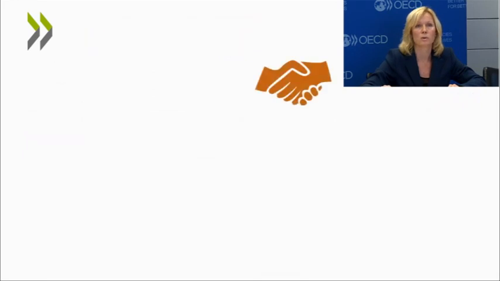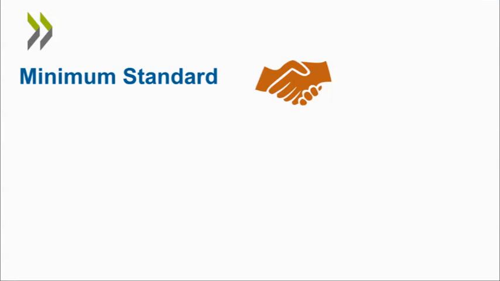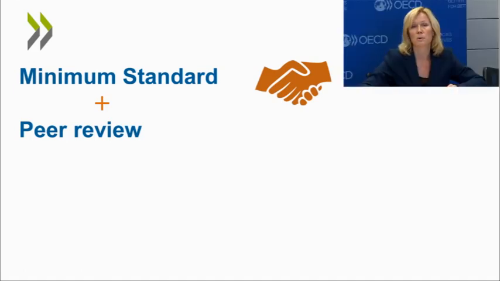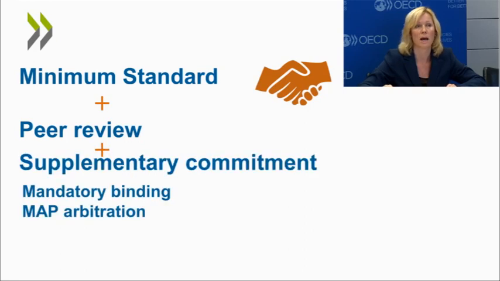So what are we going to do on that? We have agreed to a minimum standard, and that minimum standard will be supplemented by a peer review mechanism to make sure it's implemented. The minimum standard is really a practical minimum standard, taking countries through the steps they need to take to make sure that the mutual agreement procedure is accessible, to make sure that the competent authorities are empowered, and to make sure that a resolution is achieved. And a peer review mechanism will make sure that that actually happens.